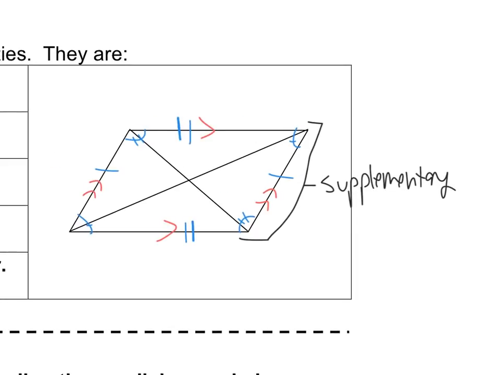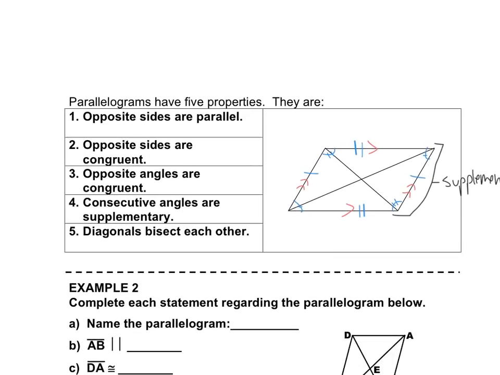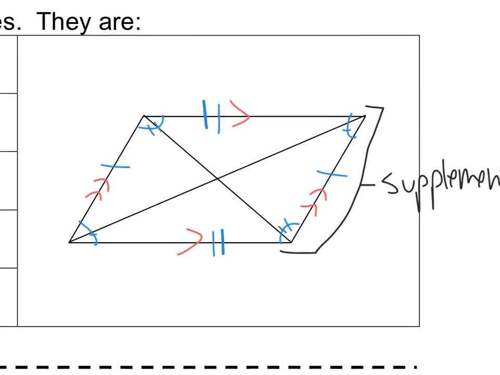Which means, and you don't have to draw this, these two would be supplementary, and those two would be supplementary. I'm going to get rid of those because that's a lot of messy stuff. And then the last one is that diagonals bisect each other. And if you remember, bisecting means they cut each other in half.